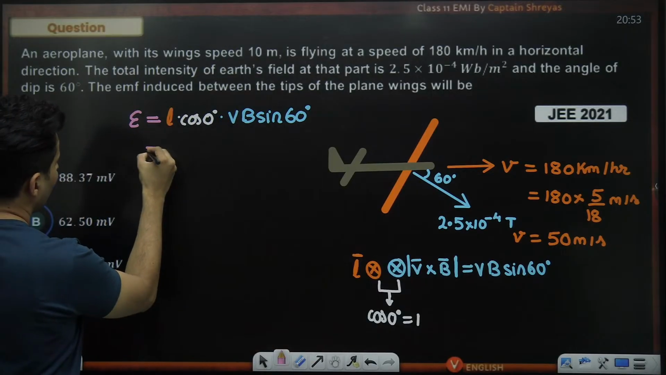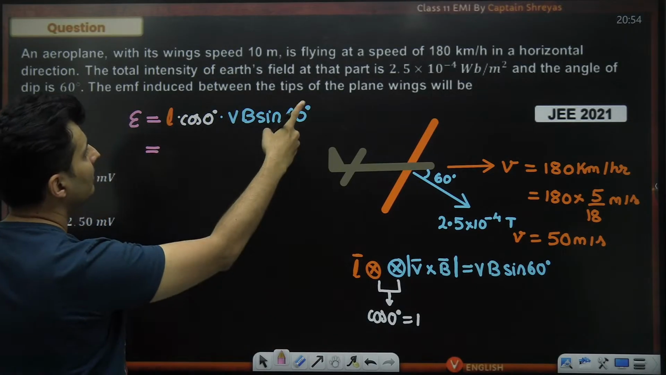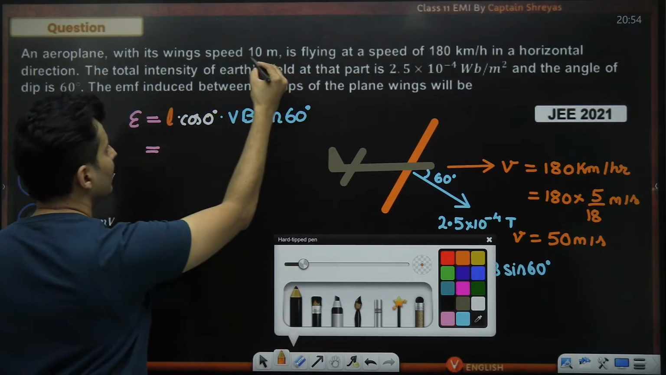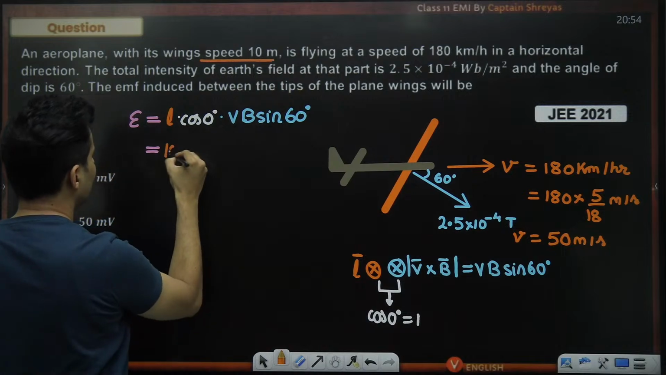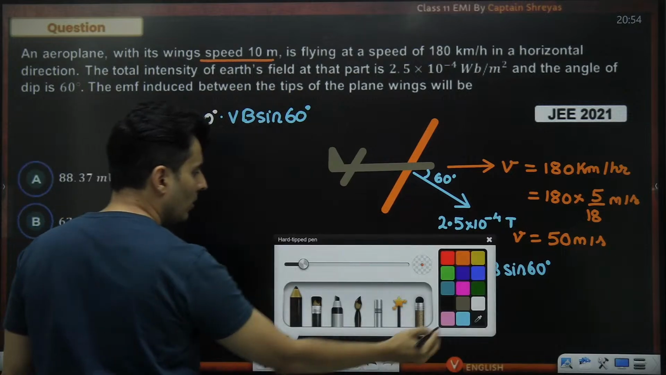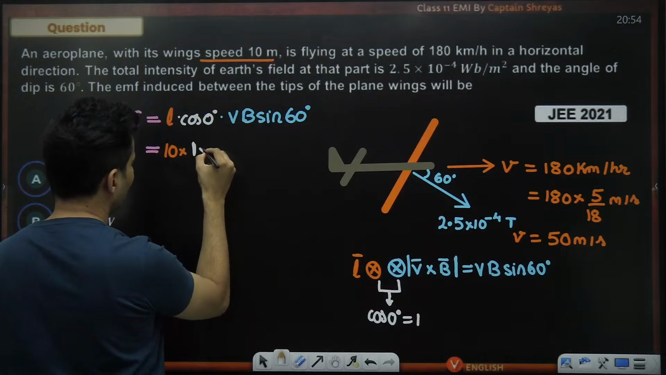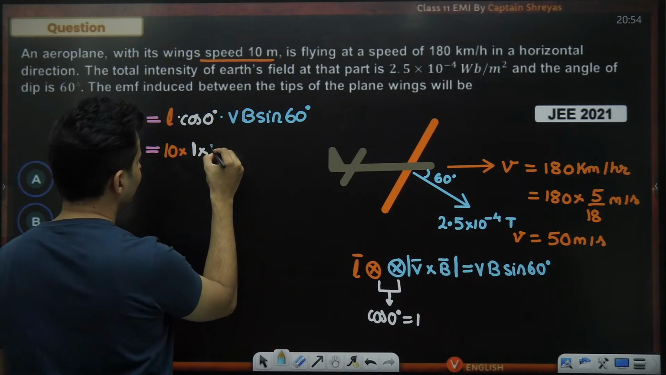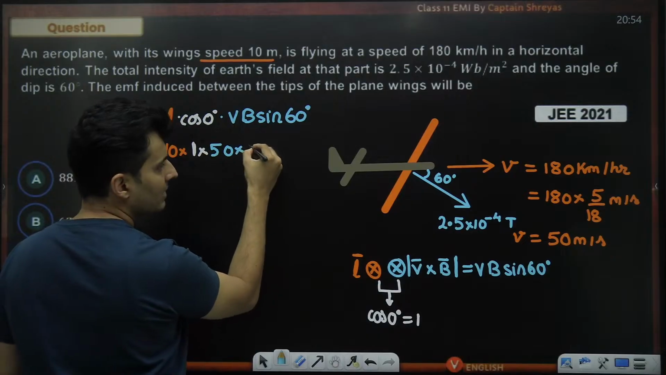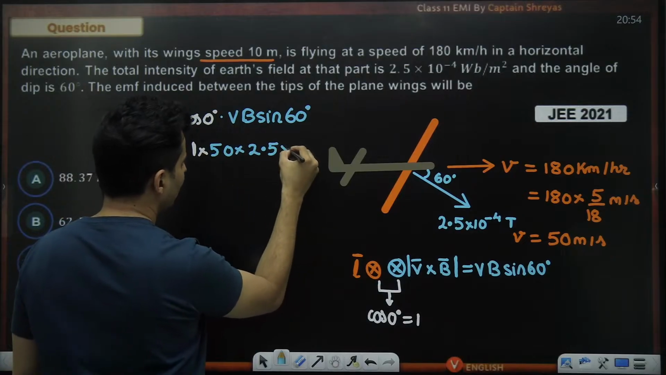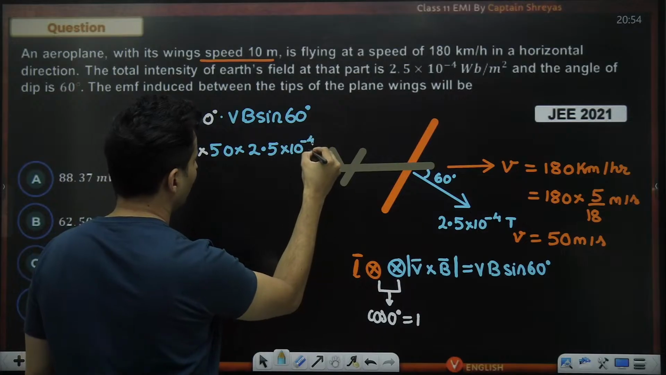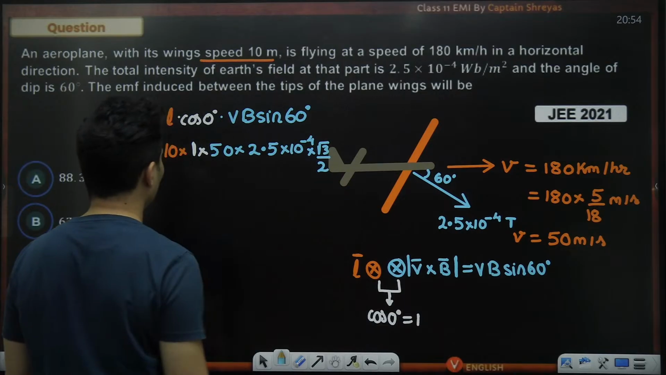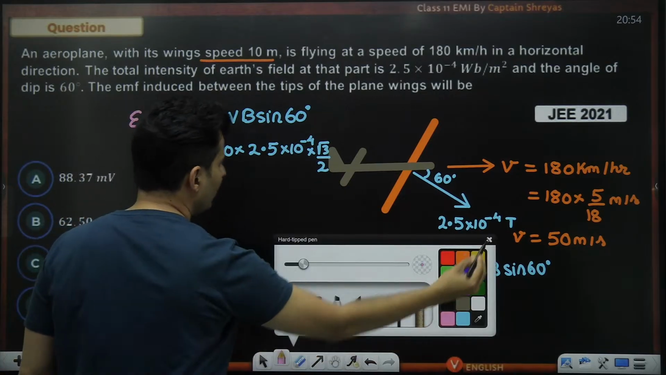Let's find out. What is the length? Length of the wingspan, I think, is 10 meters. Can you see that? It's given right over here. This is 10. Cos of 0 is nothing but 1. What is the velocity? Velocity is given to be 50. Magnetic field is given to be 2.5 into 10 to the power minus 4, and sine 60 means root 3 divided by 2. That's it. So that will give me the final answer.